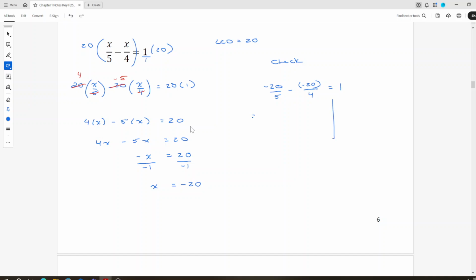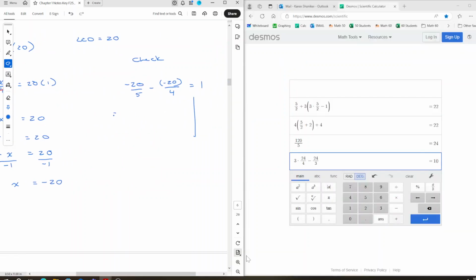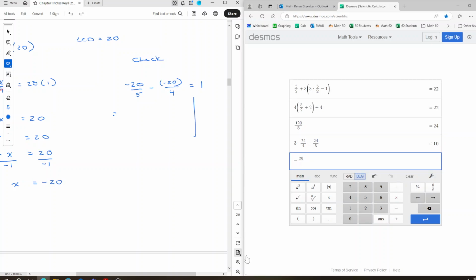You can do it by hand, or you're allowed to let your calculator do the work. So for me to plug in this one, I've got negative 20 divided by 5 minus negative 20 divided by 4. And my calculator is kind of fancy, so it does all sorts of weird things. Yours will look a little bit different. And I get 1. Well, yay! Left side equals right side, therefore my solution is negative 20.